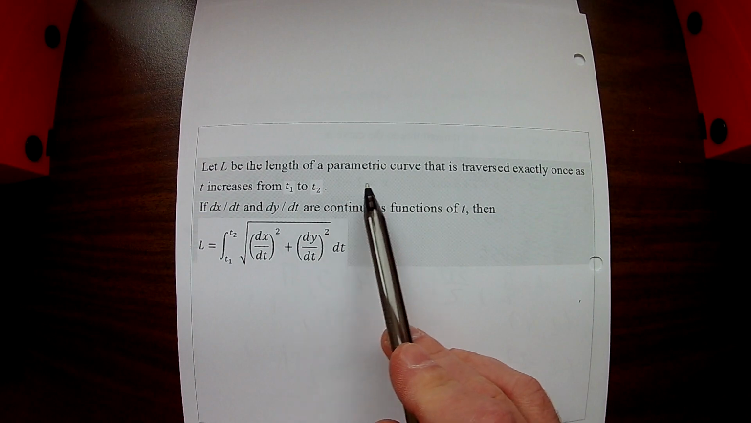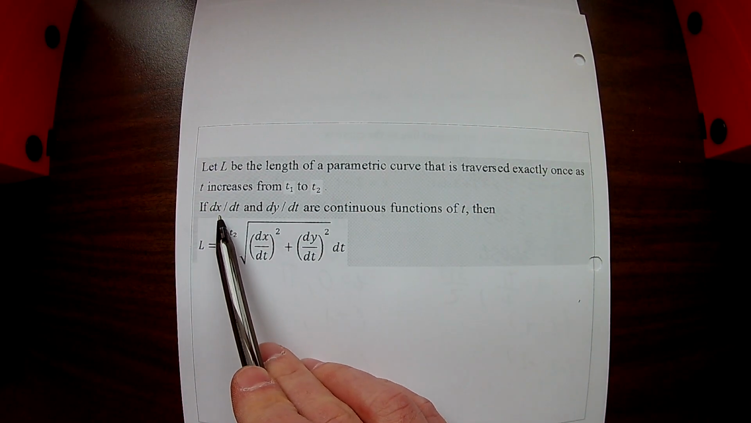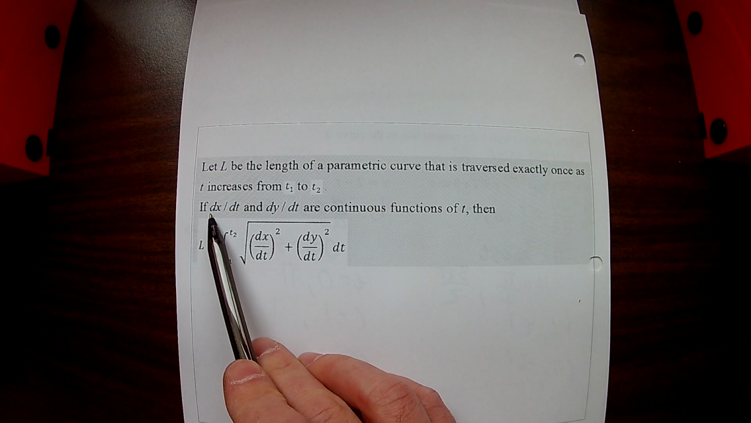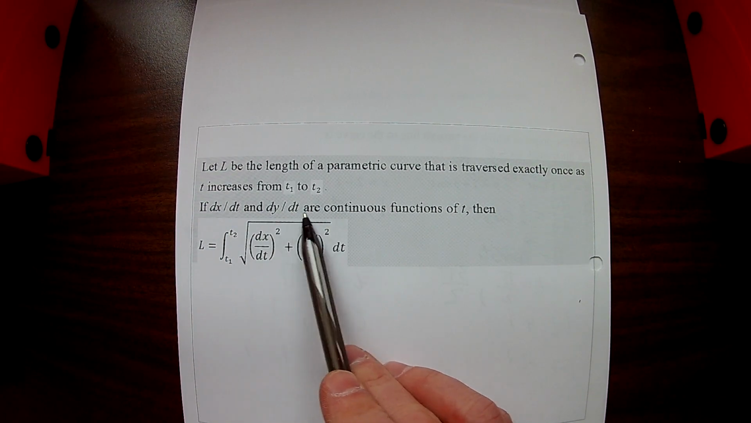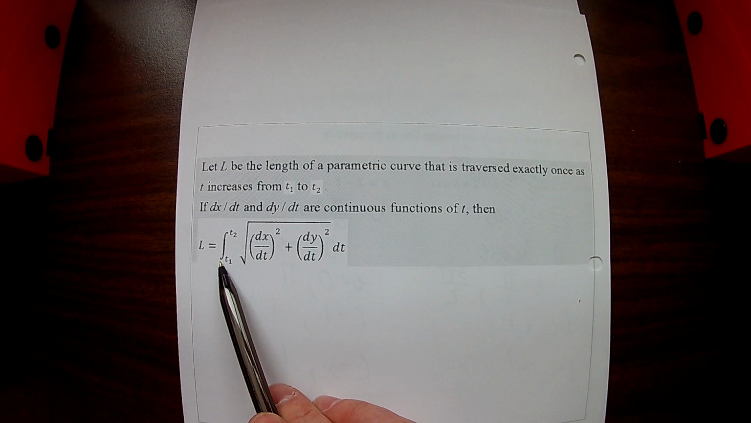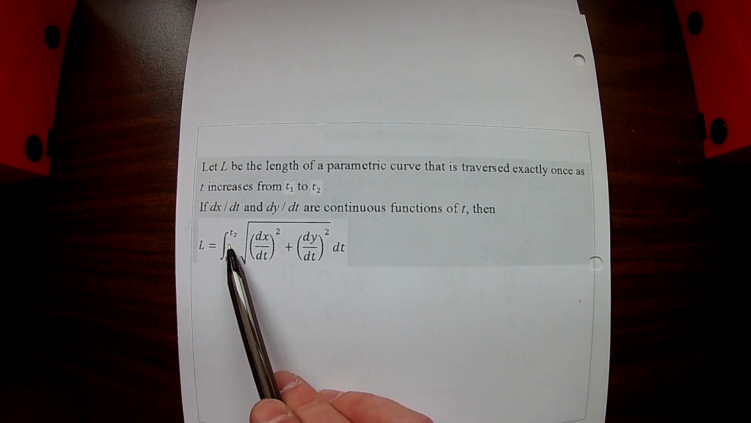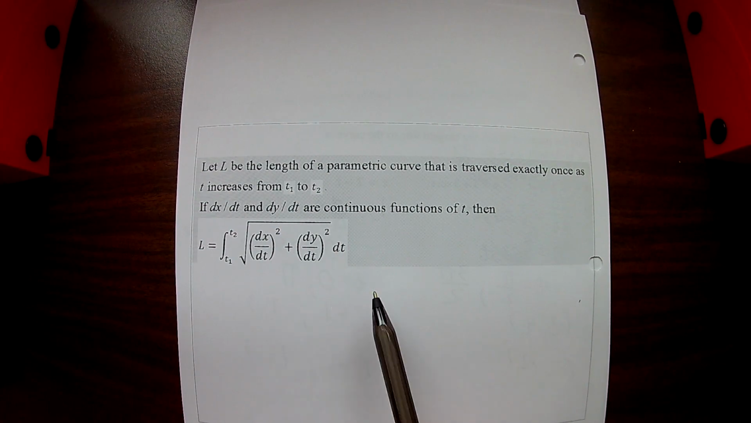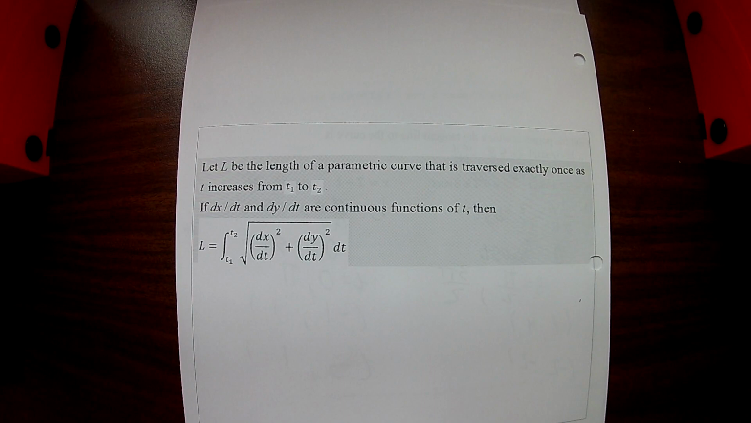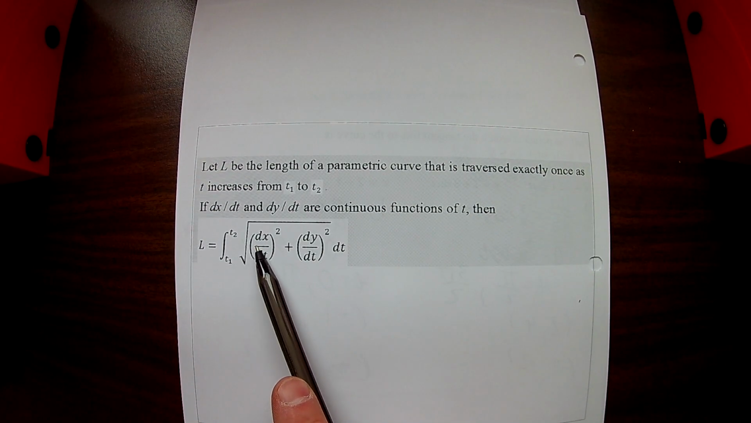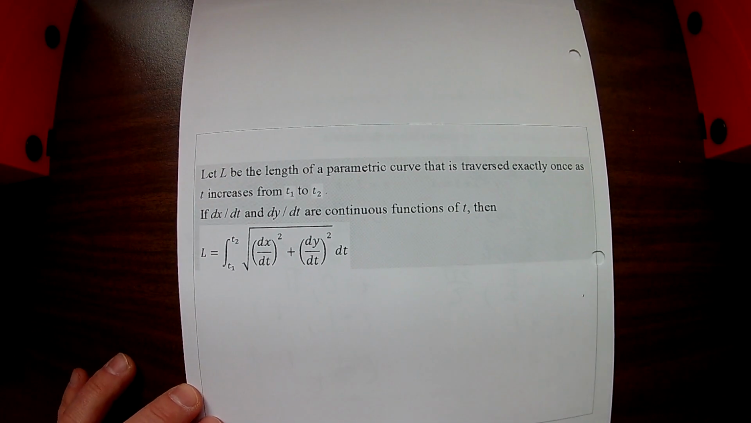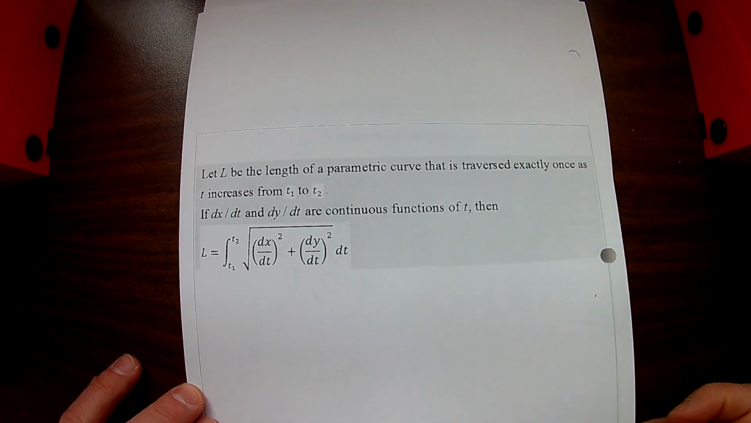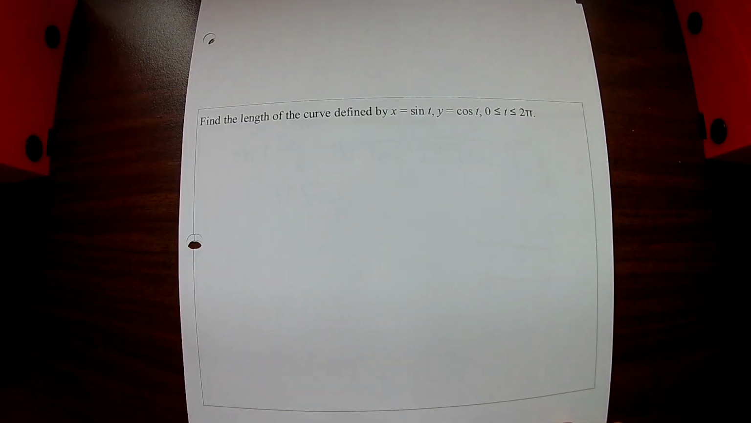This is how to find the length of a parametric curve. T increases from t1 to t2. Take dx/dt, take dy/dt, and plug them into this equation. The length is equal to the integral from t1 to t2 of the square root of (dx/dt) squared plus (dy/dt) squared dt. This looks extremely like the length of a curve using a function. If you want to see that, pause it and take a picture, because we've got some work to do.